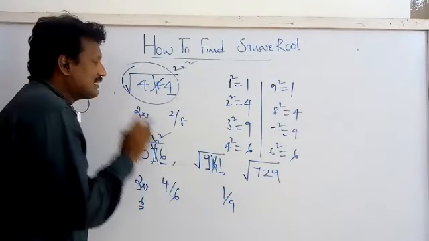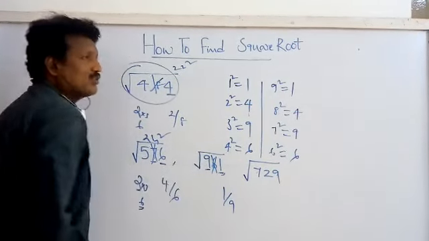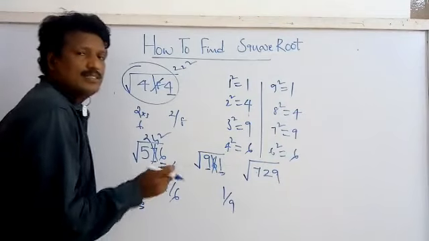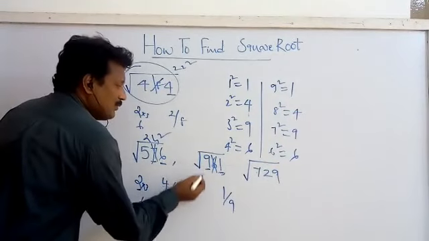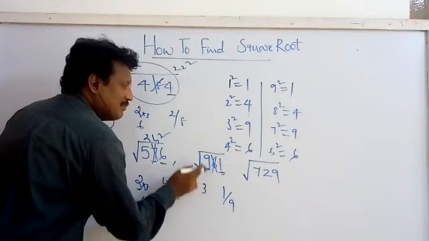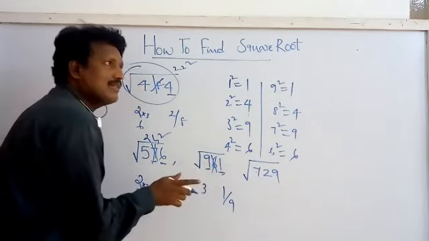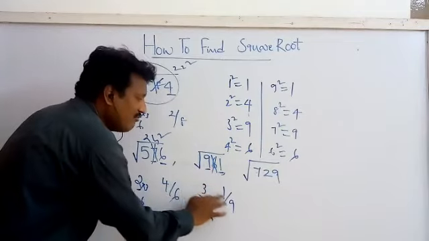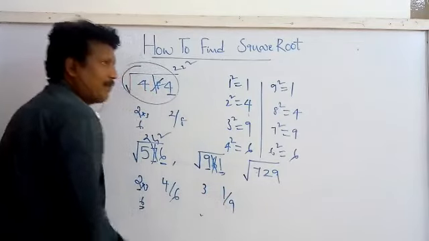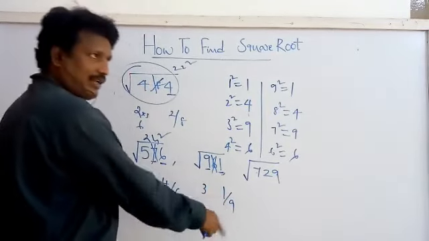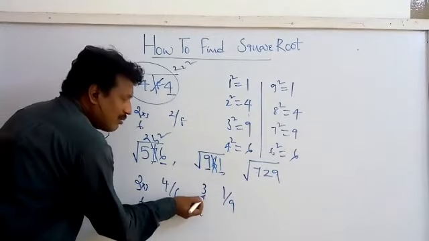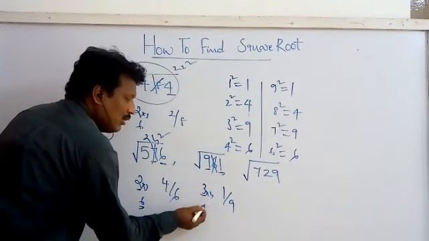Suppose you take 4, 4 4s are 16, which exceeds 9, so we should not take that. 3 3s are 9, so we should take 3. So the square root of 961 must be either 31 square or 39 square. Now we have to check whether it is 31 or 39. The following number of 3 is 4, so 3 4s are 12.